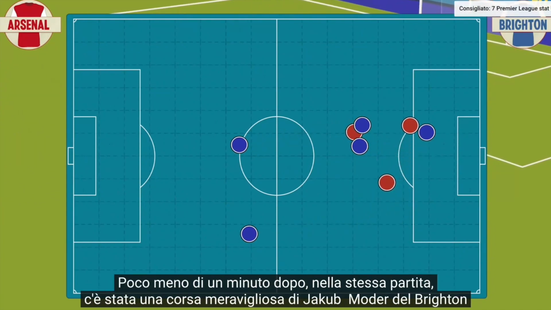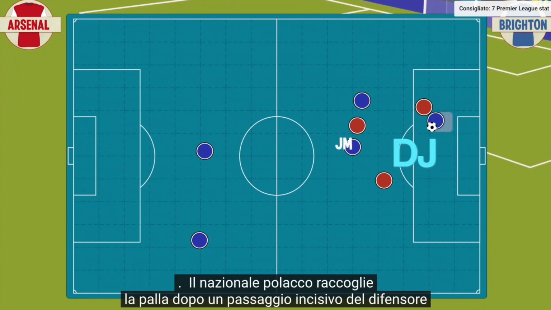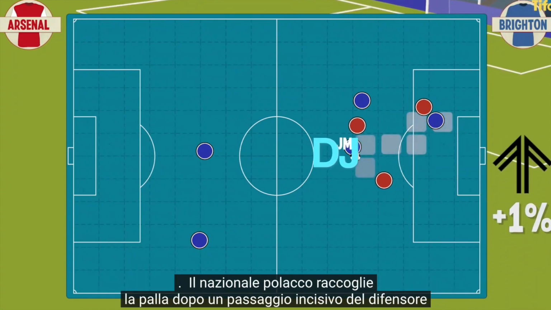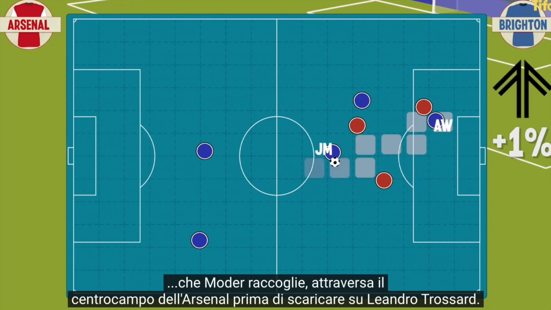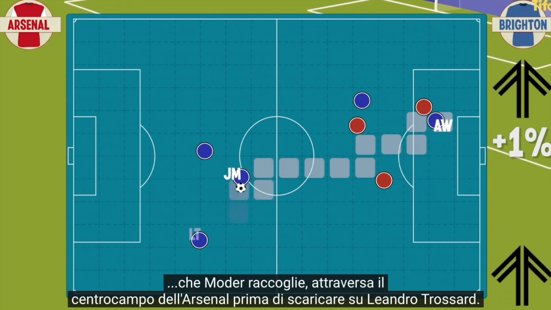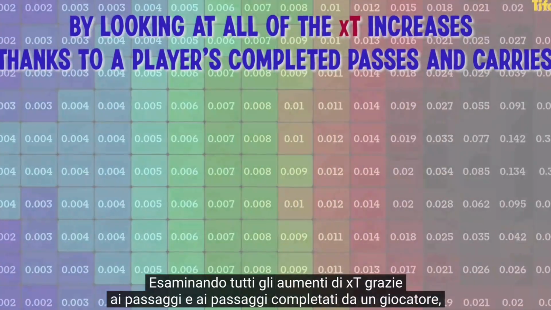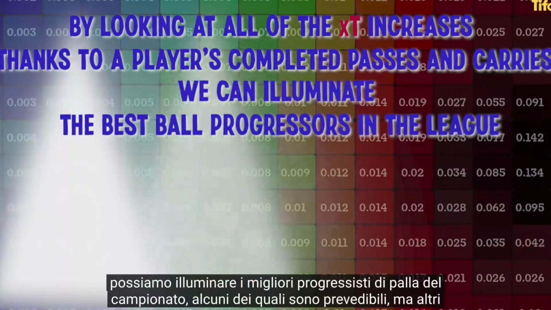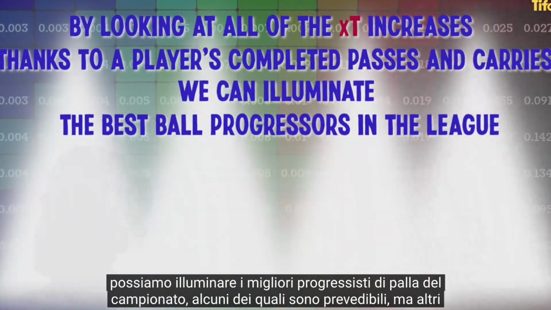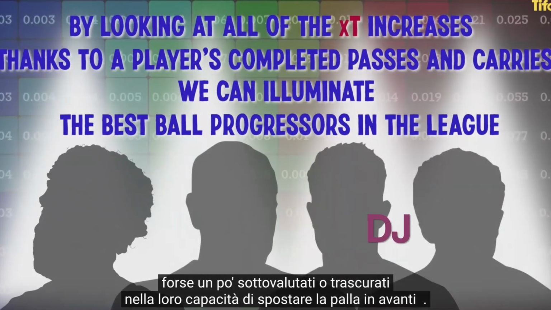A little under a minute later in the same game, there was a wonderful run by Brighton's Jakub Moder. The Poland international picks up the ball following an incisive pass from centre-back Adam Webster, completely slicing through Arsenal's press, which Moder collects and then runs through Arsenal's midfield before offloading it to Leandro Trossard. By looking at all of the XT increases thanks to a player's completed passes and carries, we can illuminate the best ball progressors in the league, some of whom are predictable, but others perhaps a little more underrated or overlooked in their ability to move the ball forwards.